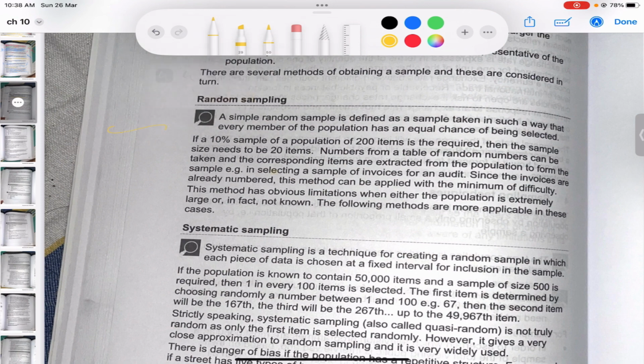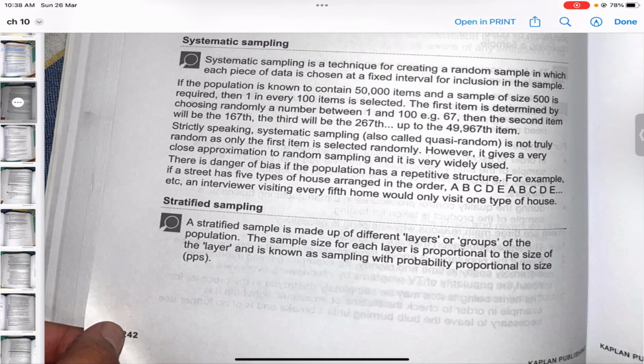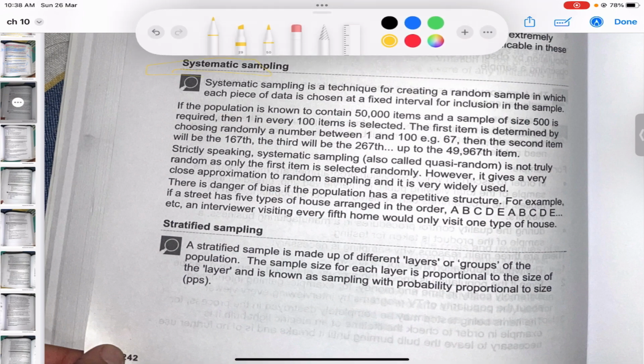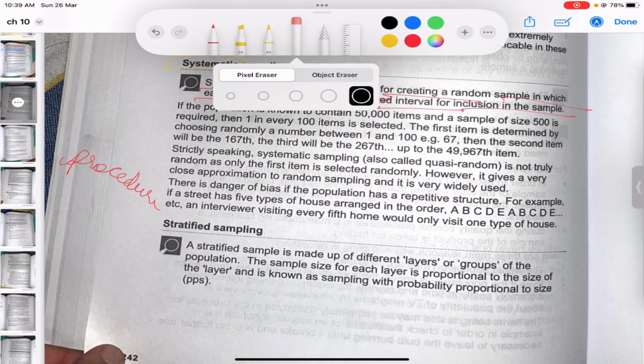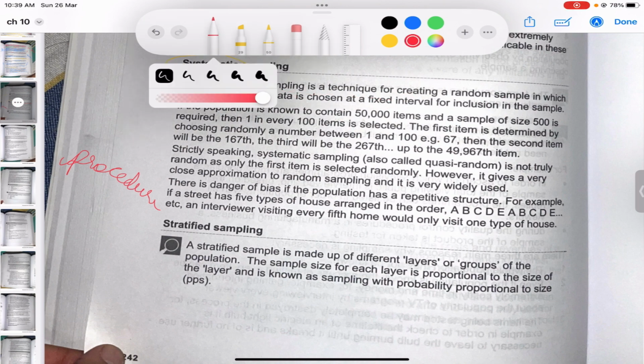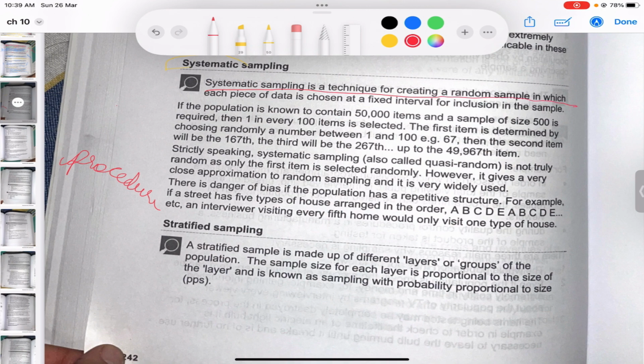Alright, so now you understood what random sampling is, randomly picking a particular thing. Now we come to systematic sampling. What do you understand by systematic? When I talk about systematic, it is something which is done based on a procedure. So in a procedural way, everything is carried out. Systematic sampling is a technique for creating a random sample in which each piece of data is chosen at a fixed interval for inclusion in the sample.